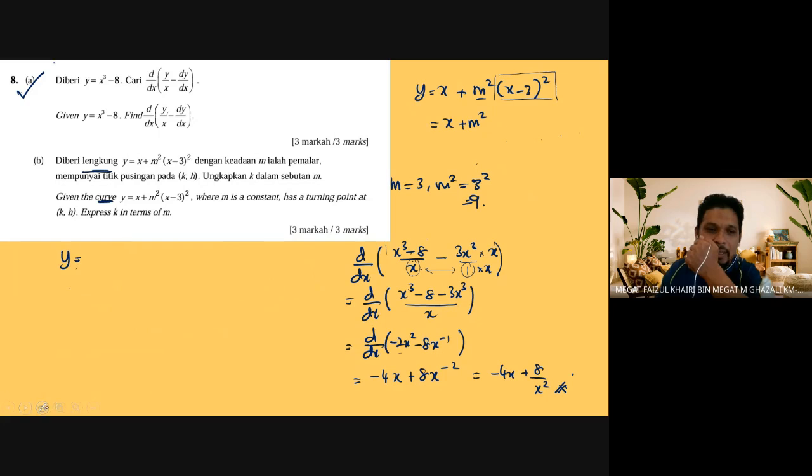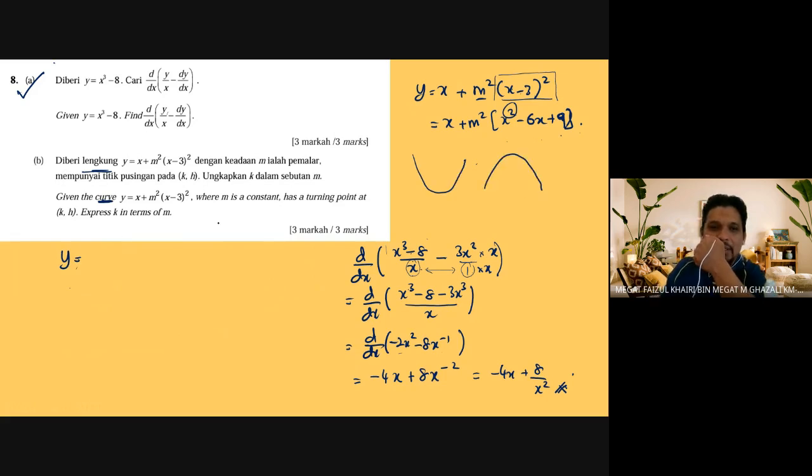Now, because the question states clearly the curve, look at this, (x minus 3) squared gives you x squared minus 6x plus 9. So the highest degree of x here is 2, x squared. So it is either this kind of graph, the curve, or like this. The curve has a turning point at k and h, express k in terms of m. So now we have (x plus m) squared, (x minus 3) squared.